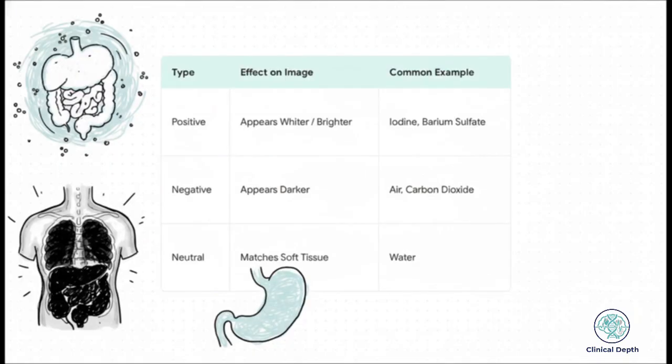The basic idea here is actually pretty simple. You've got your positive agents, like iodine and barium. They're dense, they absorb X-rays, and that makes the areas they fill look bright white. Then you have negative agents, like air. They do the exact opposite. X-rays just fly right through them, which creates a dark spot on the image. And finally, neutral agents, like water, are really just used to fill up a space, say your stomach, to give it a clear shape without making it look crazy bright or dark.